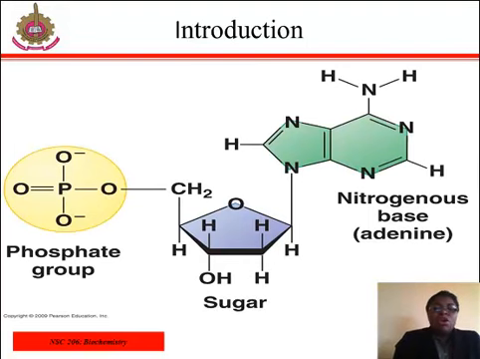Nucleotides may be considered one of the most important metabolites of the cell. Nucleotides are found primarily as the monomeric unit comprising the major nucleic acids of the cell, which are ribonucleic acid, RNA, and deoxyribonucleic acid, DNA. However, they are also required for numerous other important functions within the cell.